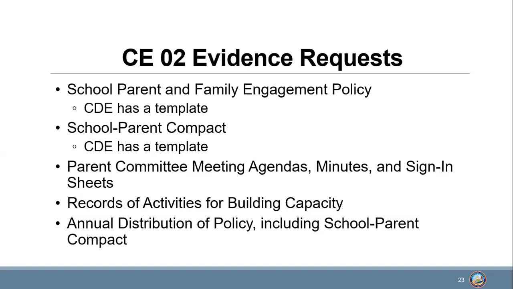And finally, for CE2, you will need to provide evidence of annual distribution of the school level parent and family engagement policy and compact. If you're being reviewed during the 2021 school year, you will need to provide evidence of the policy distribution during the 2021 school year. Some schools will send out their policies and compacts in hard copy, and some will actually have parents return signed slips saying that they have read the policy and compact. Some will post it online and send communication out to their parents, just giving them a heads up that the policy and compact are available for viewing.